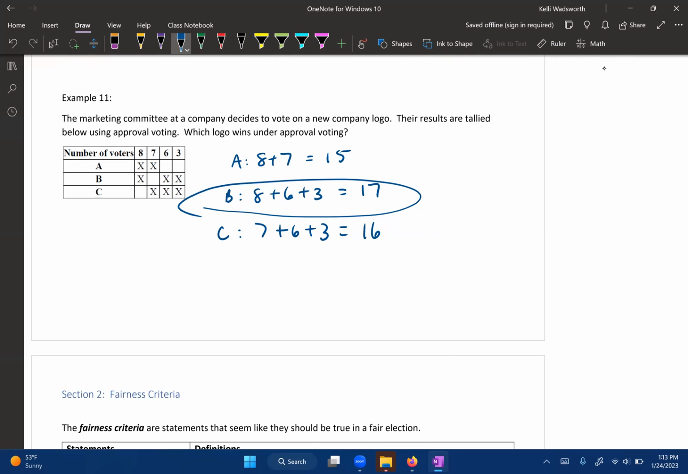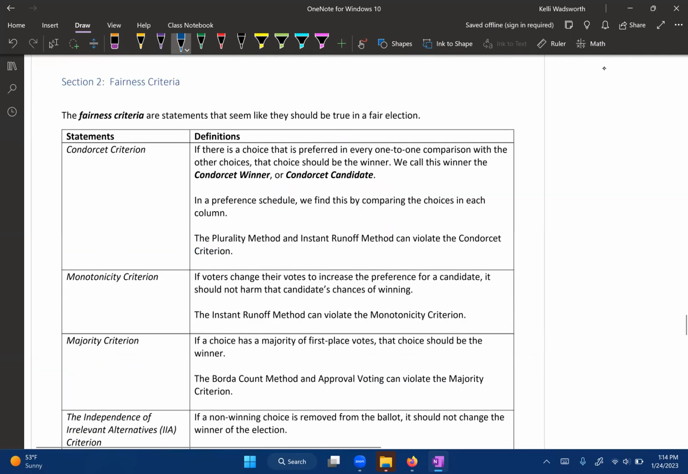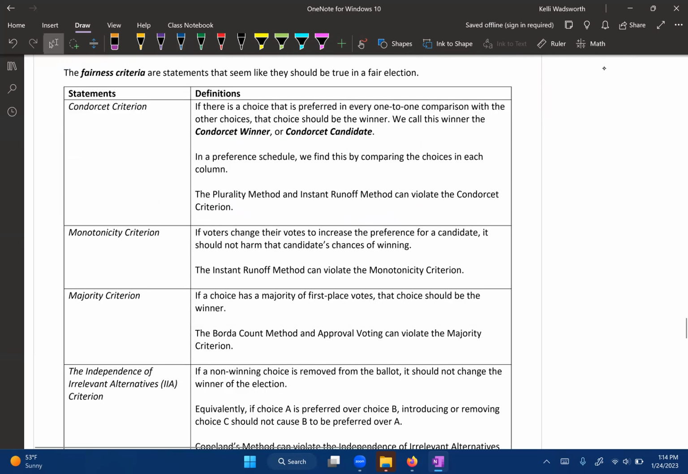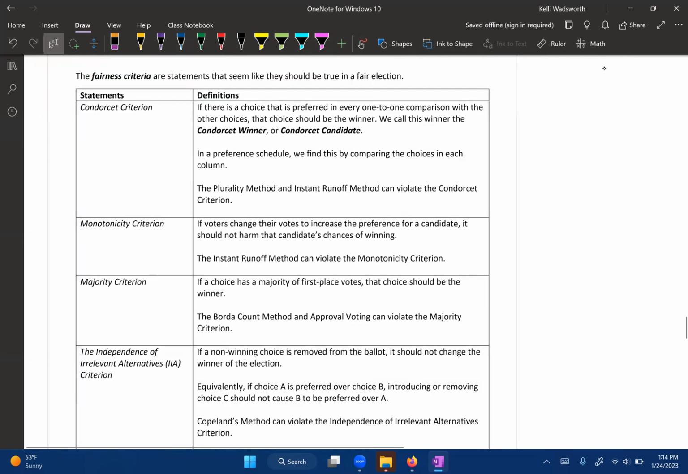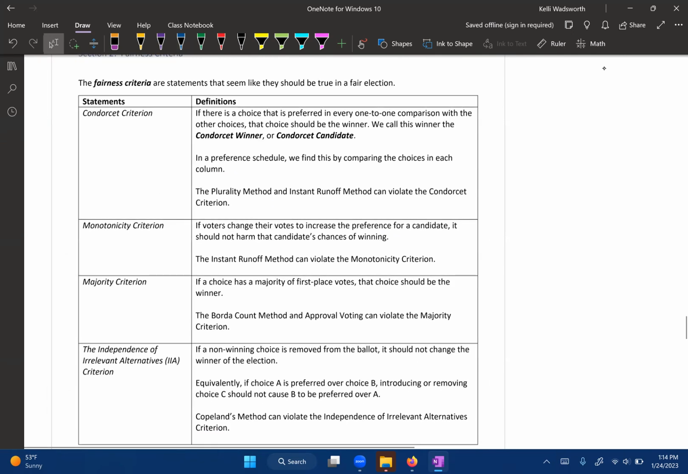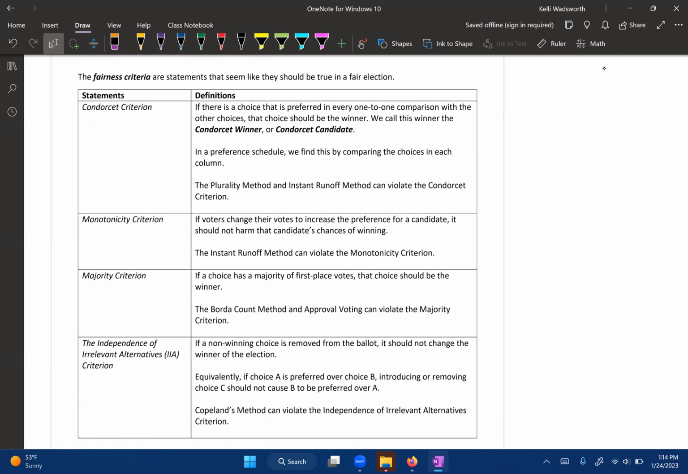Now, when you read the book, because of course you read the book, the fairness criteria are introduced with the examples, and each method is sort of talked about in reference to the fairness criteria. So here are the fairness criteria. Can I show them all at one time? I believe I can. So if you remember, the fairness criteria are basically ideas that we think a voting method should have within the method in order for it to be quote unquote fair, right? So what does it say here? The fairness criteria are statements that seem like they should be true in a fair election, right?